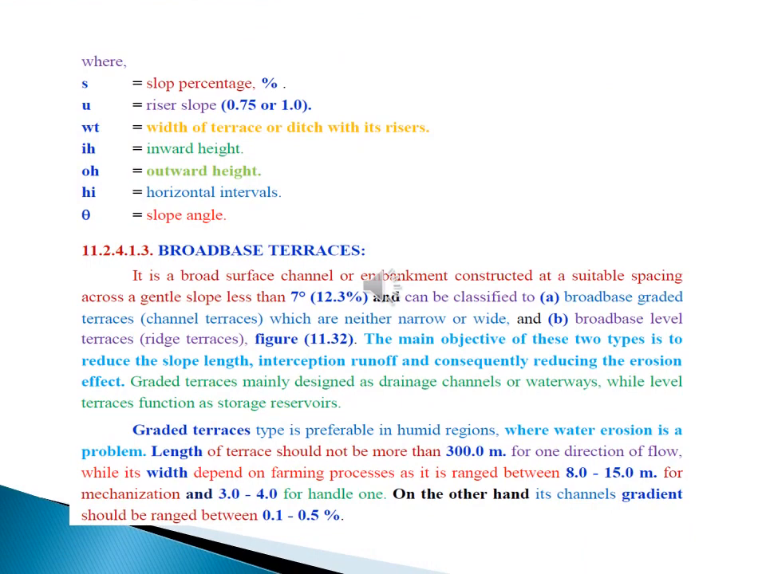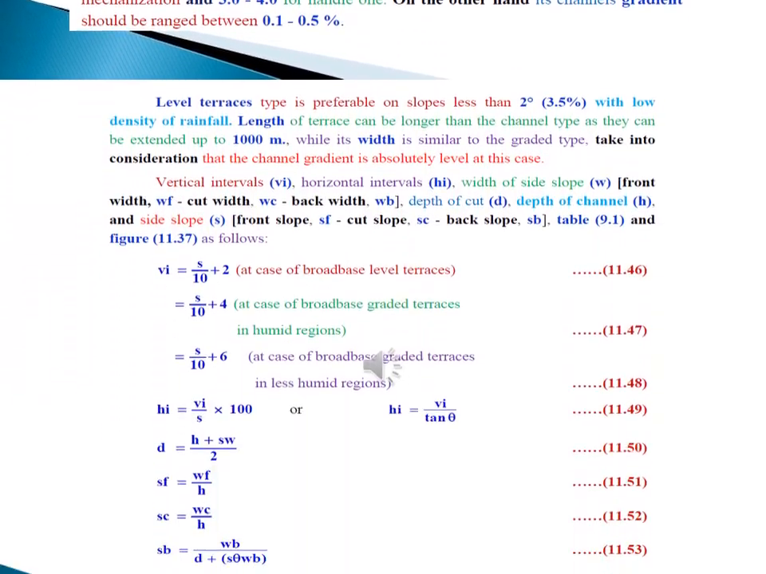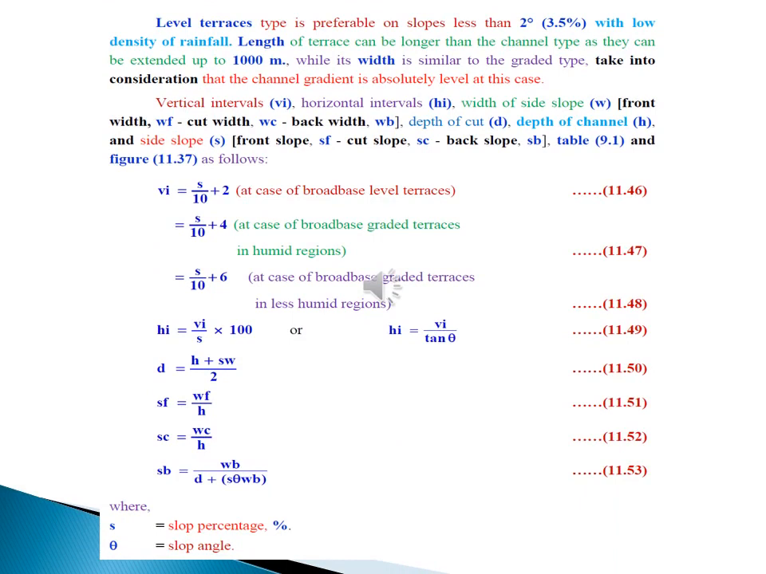Number 3. Broad-based terraces. Really, it is a broad surface channel or embankment constructed at suitable spacing across a gentle slope less than 7 degrees. It can be classified into broad-based graded terraces, which are known as channel terraces, and broad-based level terraces, which are known as ridge terraces. Look, my dear, the level terrace type is preferable on slopes less than 2 degrees, with low rainfall density. Length and width can be defined by following the enclosed equation.